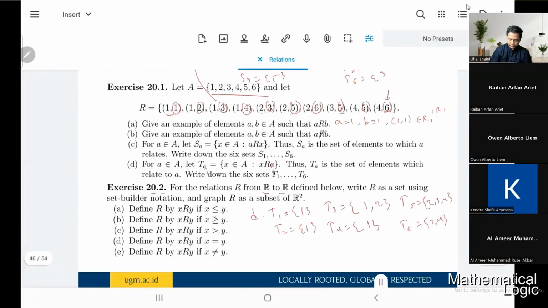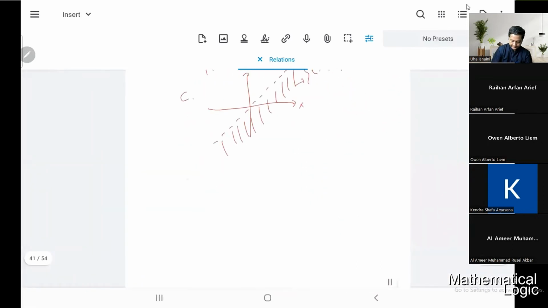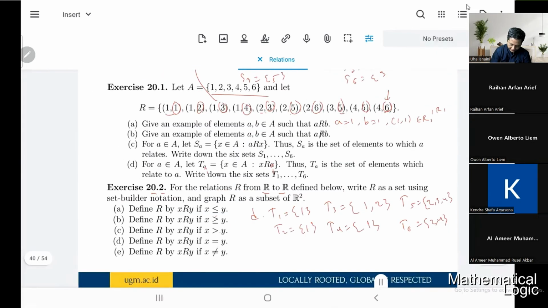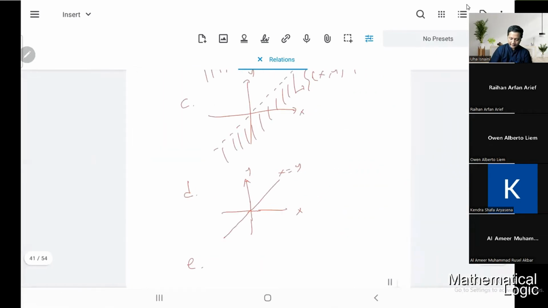And X is equal to Y, and then where is it? X is equal to Y, then, you know, Y, X, and this one, very ugly. Lousy. Okay, so this one is X is equal to Y. And the last question: how about this one? X is not equal to Y. Where is it? Anyone? Any idea?